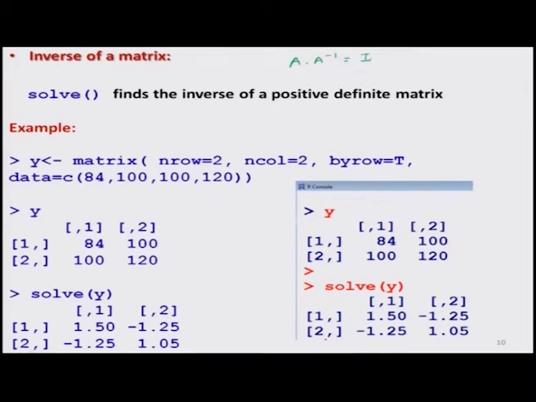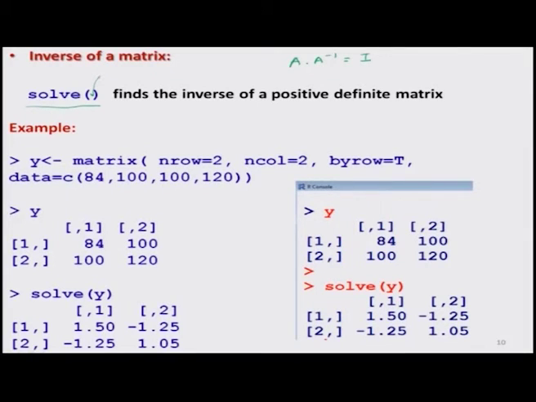So, how to find the inverse of a matrix in matrix operation? There is a simple command in R to find the inverse. Right. This command is solve, SOLVE, and inside the bracket you have to give the name of the matrix whose inverse you want to find.